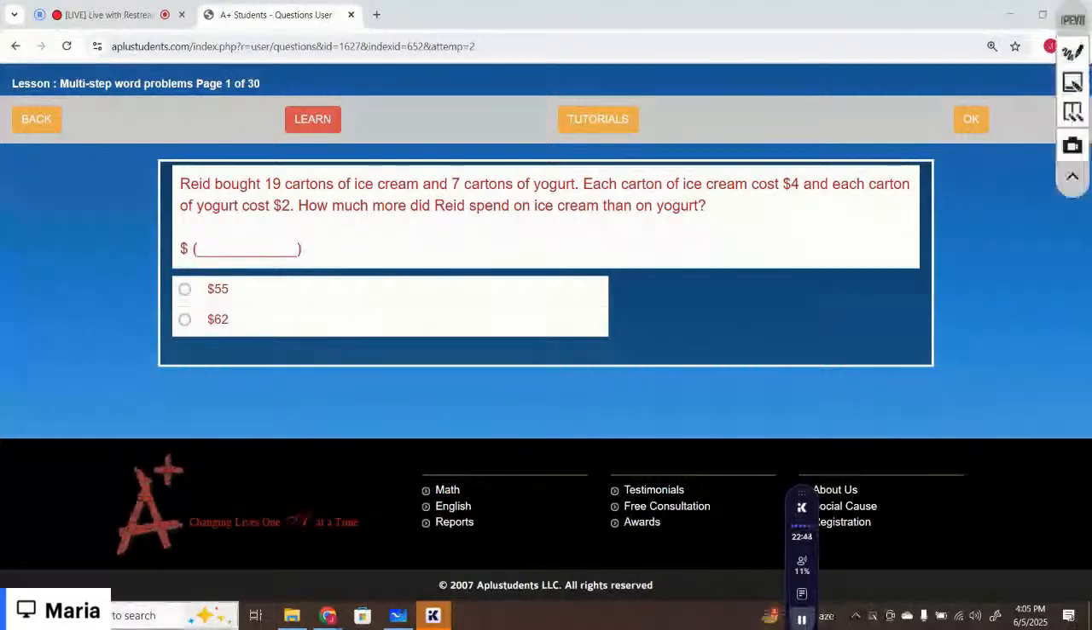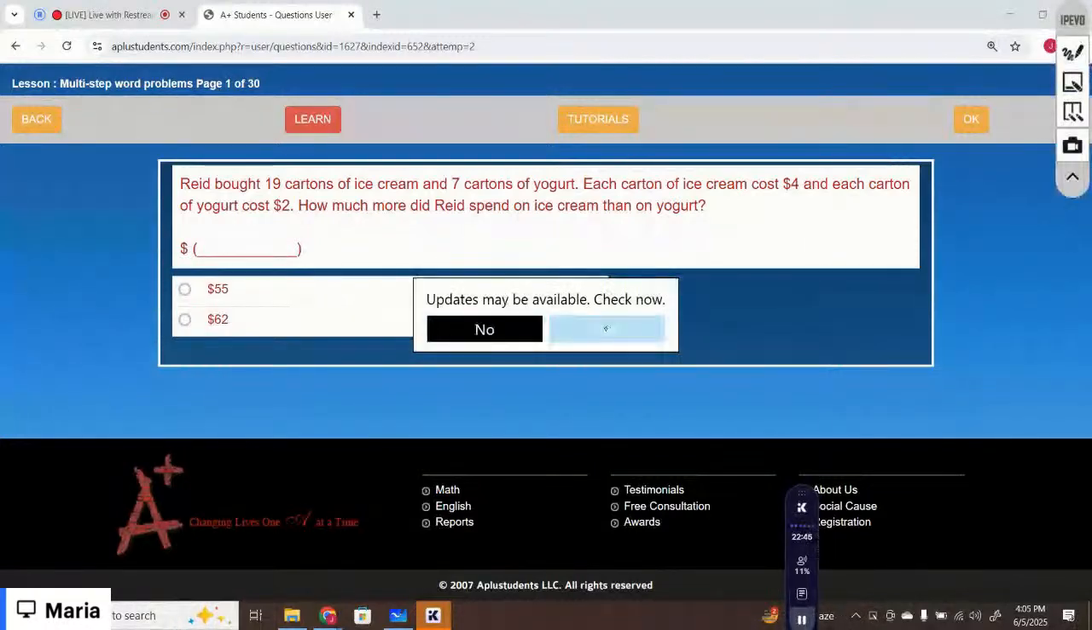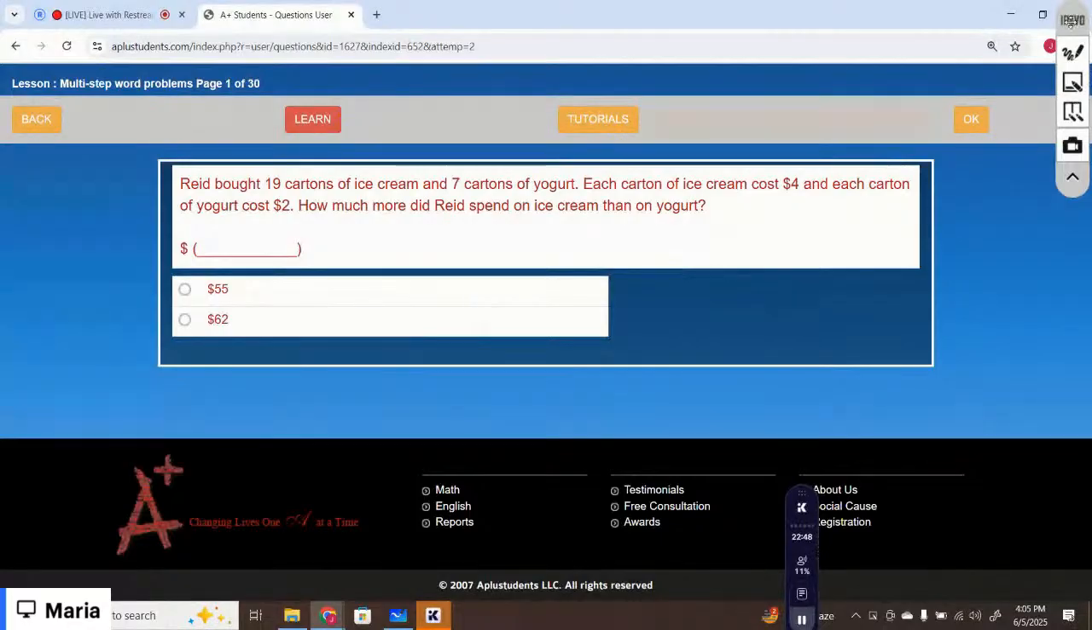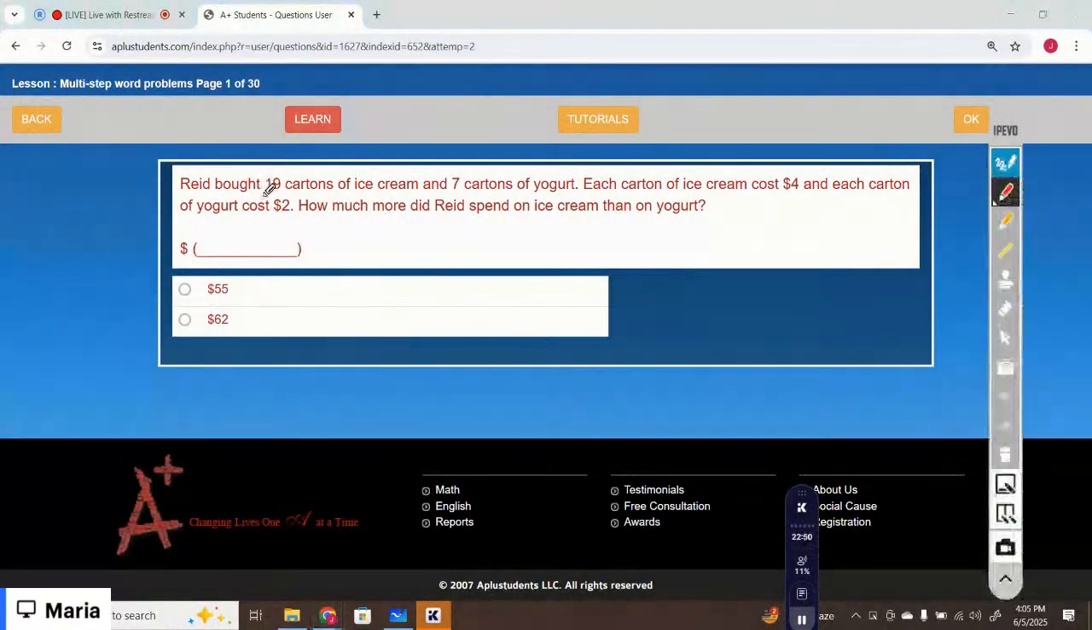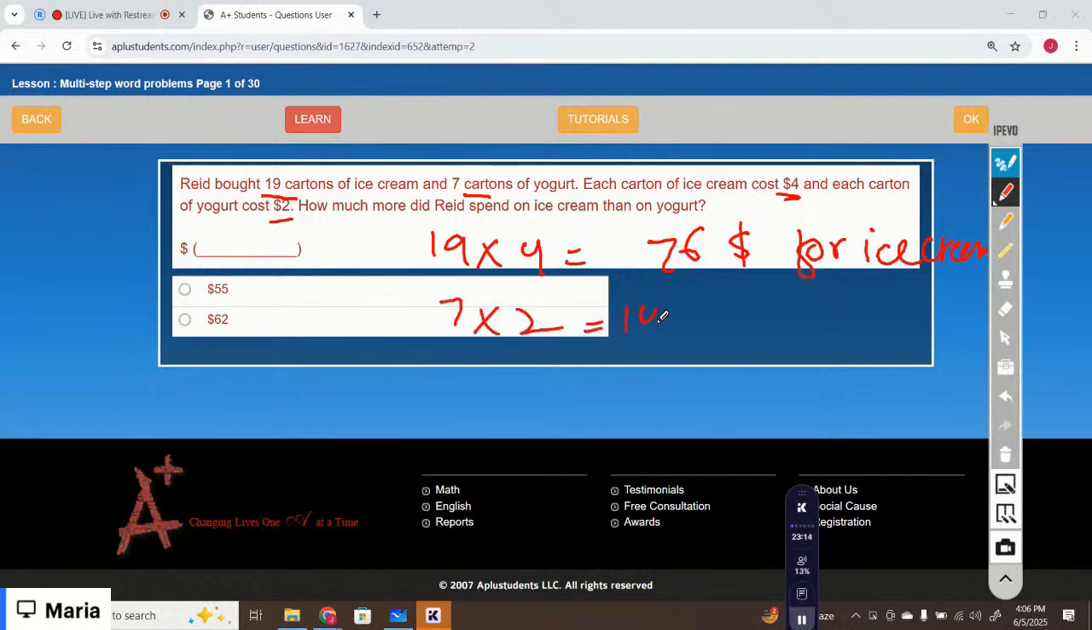So let's just calculate. 19 cartons of ice cream and 7 cartons of yogurt. Each ice cream carton costs $4. So 19 times 4, 9 times 4 is 36, that makes $76. That is for ice cream. And $2 for yogurt, so 7 times 2 is $14.